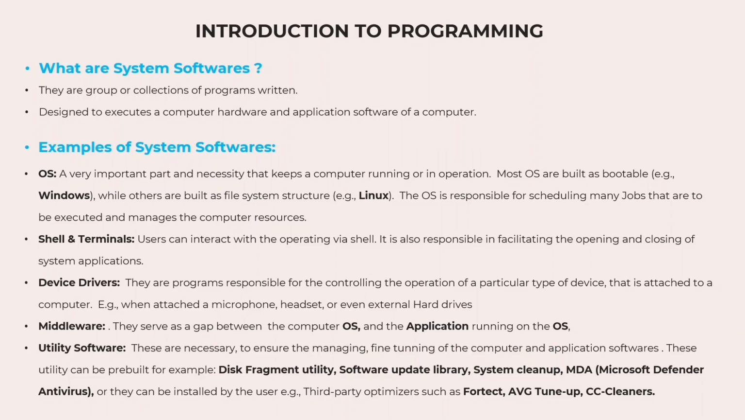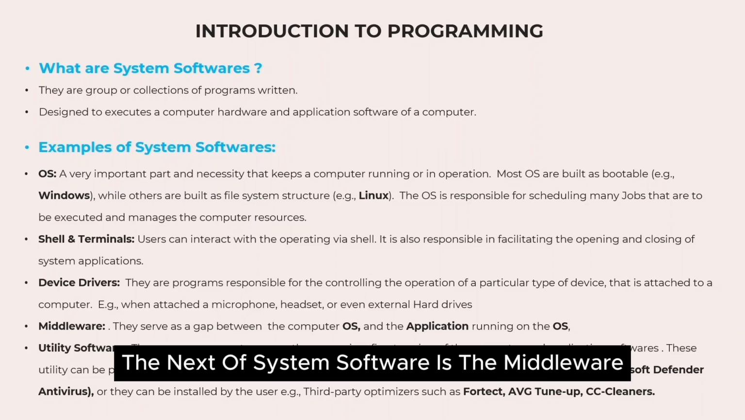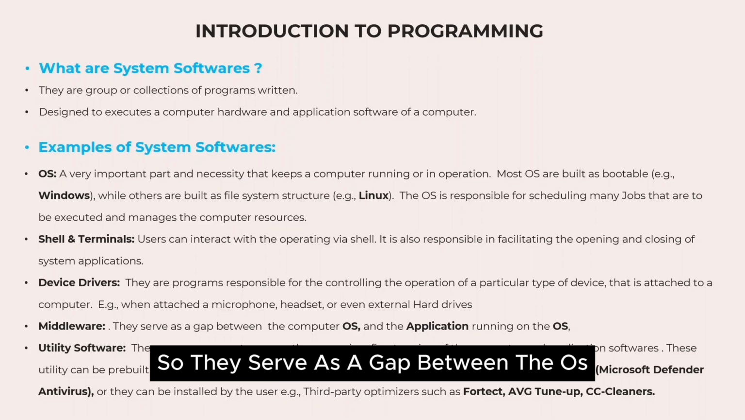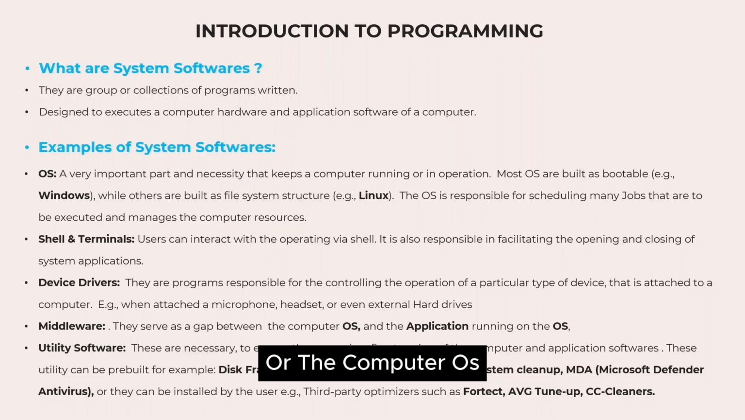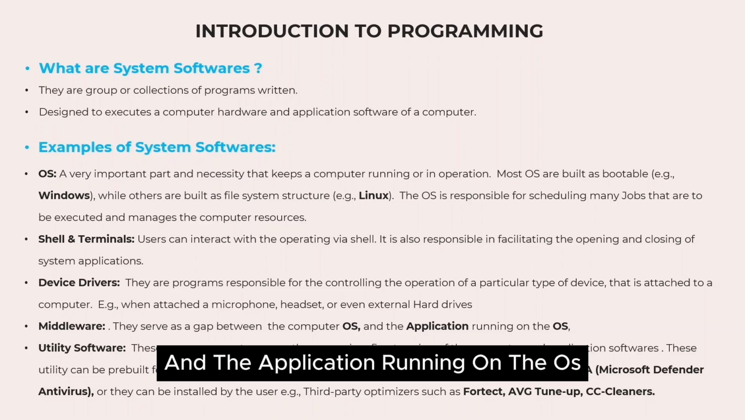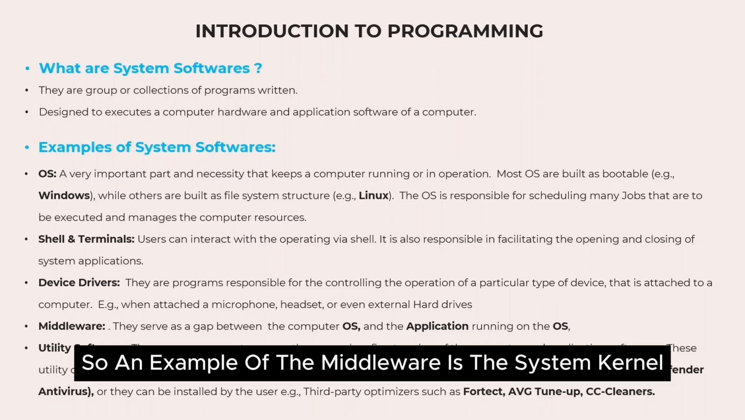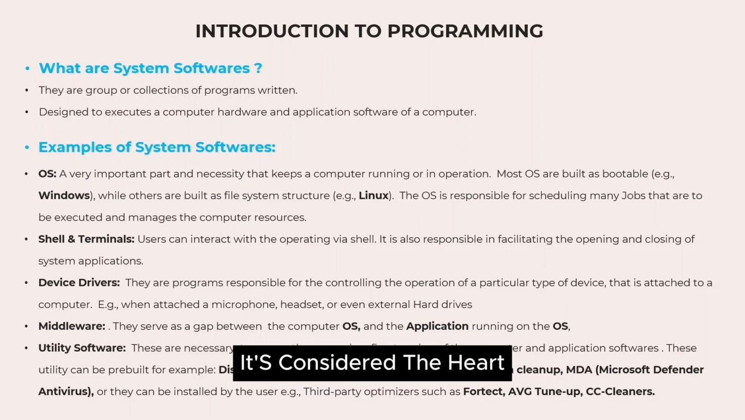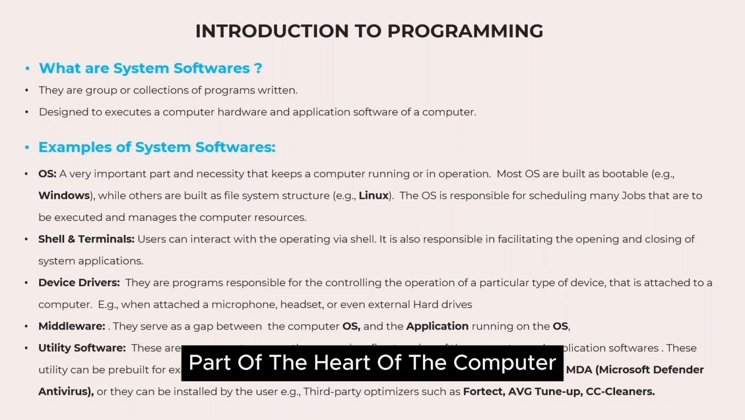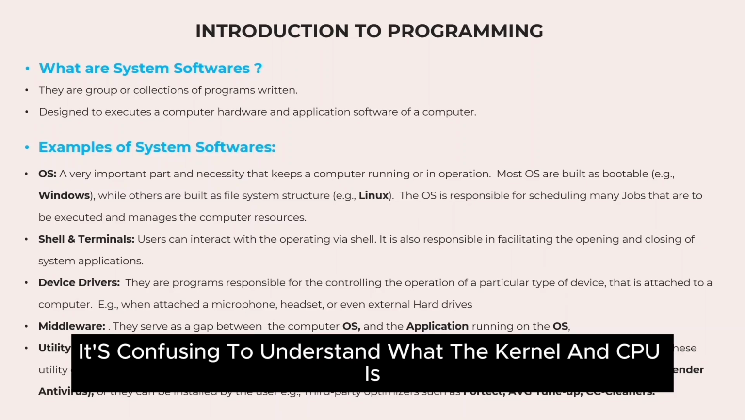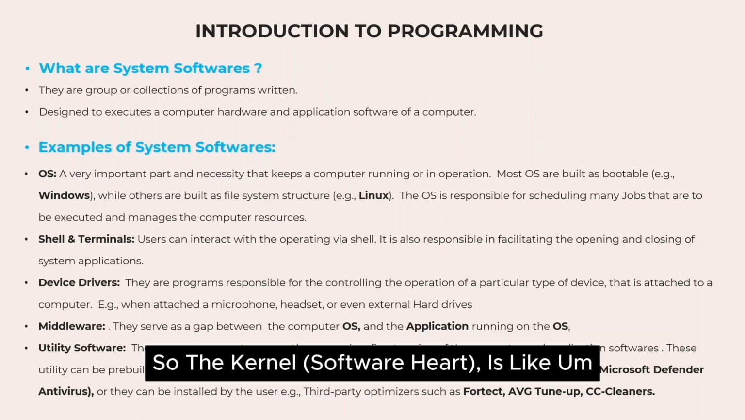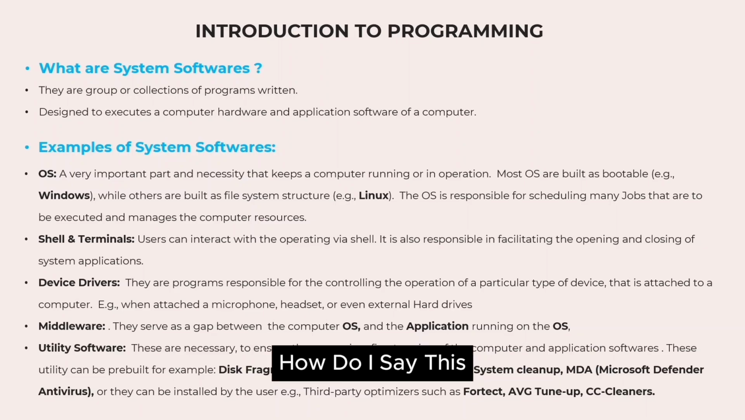The next type of system software is the middleware. It serves as a gap between the computer OS and the application running on the OS. An example of the middleware is the system kernel. It's considered part of the heart of the computer. Sometimes it's confusing to understand what the kernel and CPU is. So the kernel is like, how do I say this?